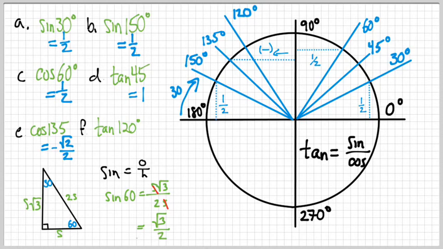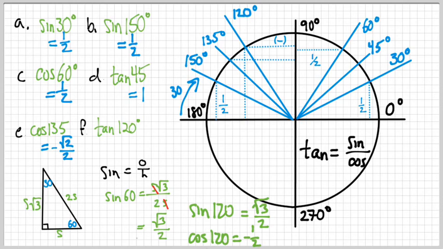So sine of 120 will be the same because it's vertical. In quadrants 1 and 2, all the sines are positive because they're all above the x-axis. So sine of 120 is also square root of 3 over 2. We need cosine of 60 now, which is up here, and it is going to be negative. That one's really easy. Cosine of 60 we know is a half. So cosine of 120 is negative 1/2.